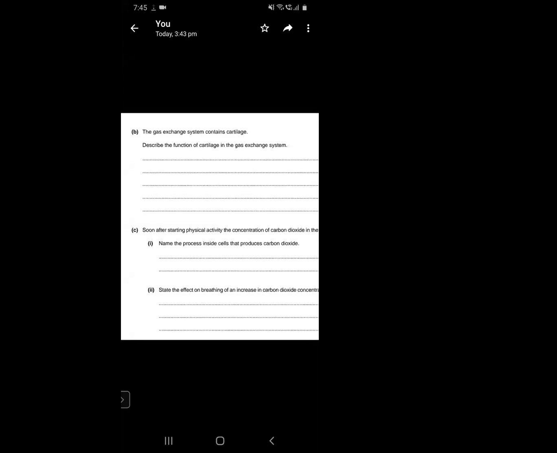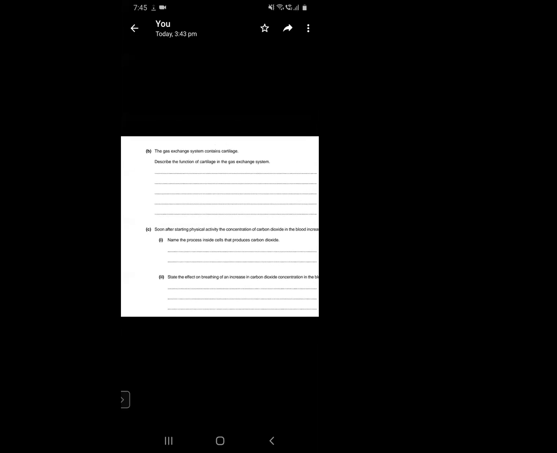Okay, part C. You can continue now. Name the process inside cells that produces carbon dioxide. Aerobic respiration. Very good. Yeah, aerobic, because anaerobic does not. Good job.